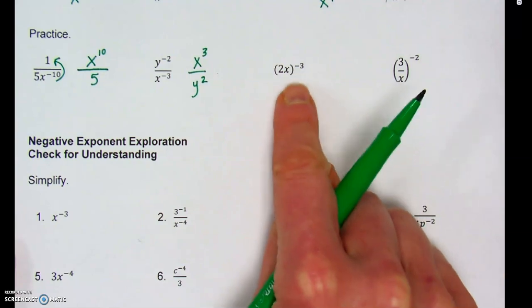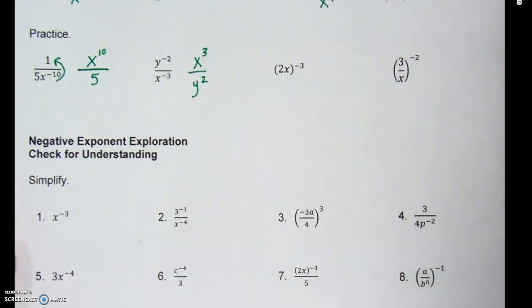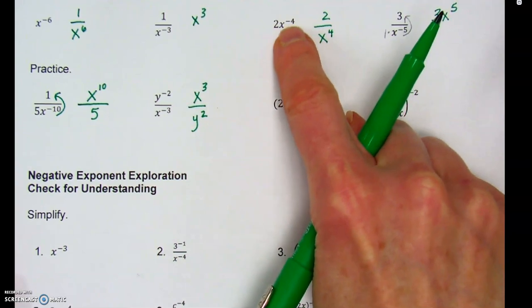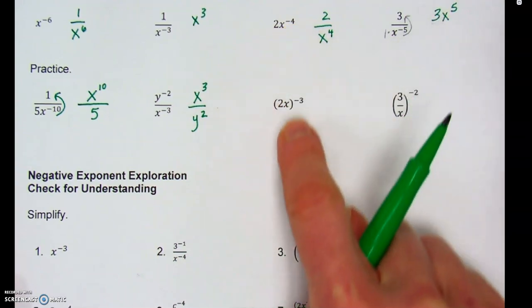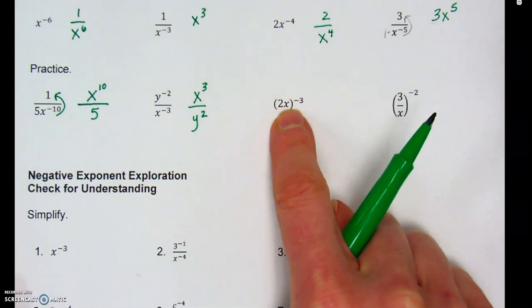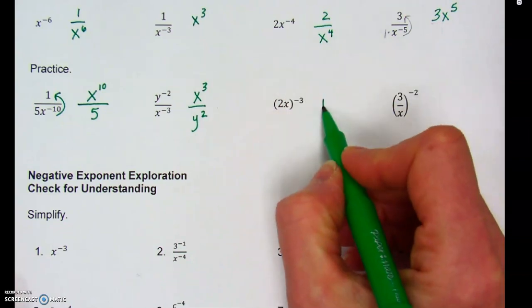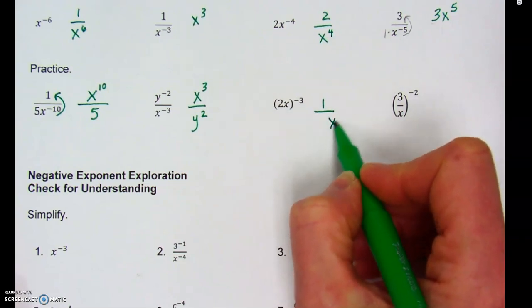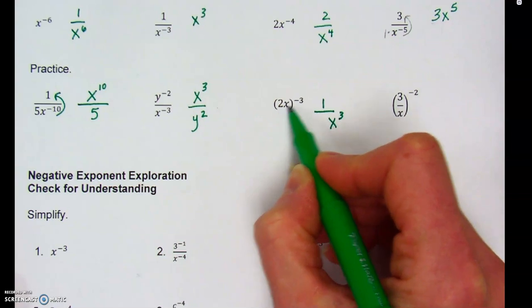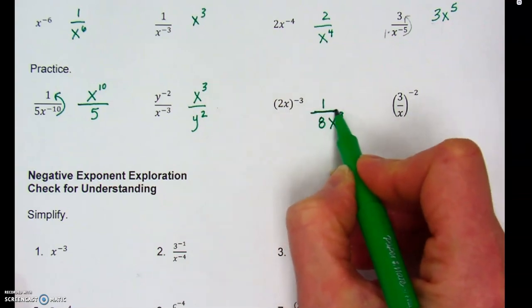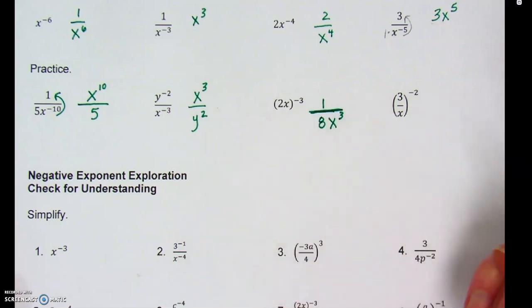This is one that we haven't had so far. This is different than the one above it. In this case, the negative 4 only applied to the x. But here, the negative 3 is applying to everything in the parentheses. So this will go into the bottom. The x will be cubed, and 2 cubed is 8. 1 over 8x to the third.